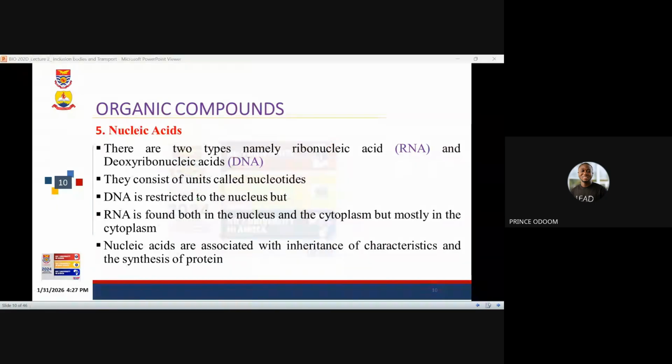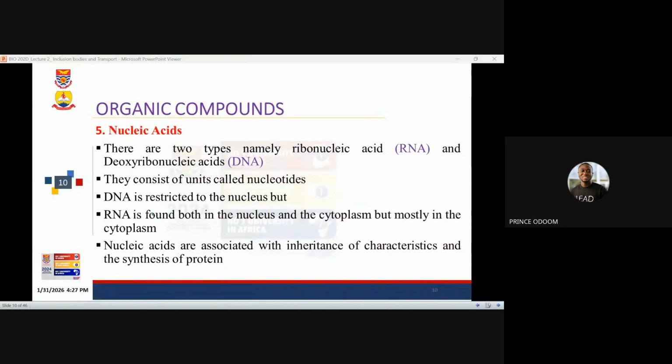The DNA is restricted to the nucleus. So as for the DNA, it's only found in the nucleus, that is in the eukaryotes. So the DNA is found strictly in the nucleus. But with the prokaryotes, they don't have a nucleus, so their genetic material is just scattered in the cytoplasm. But the RNA is found in both the nucleus and the cytoplasm, but mostly in the cytoplasm.